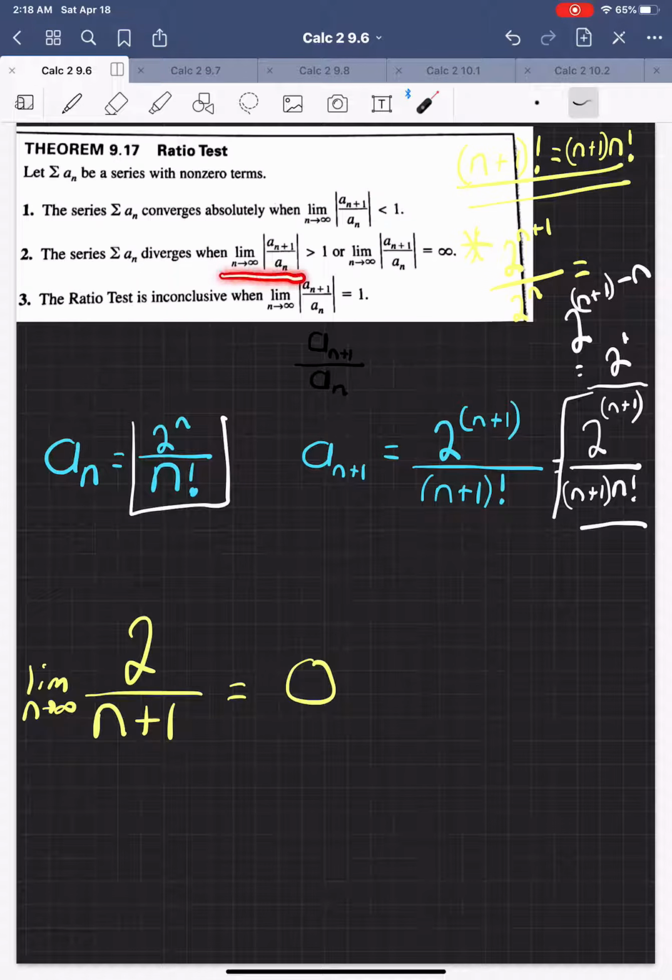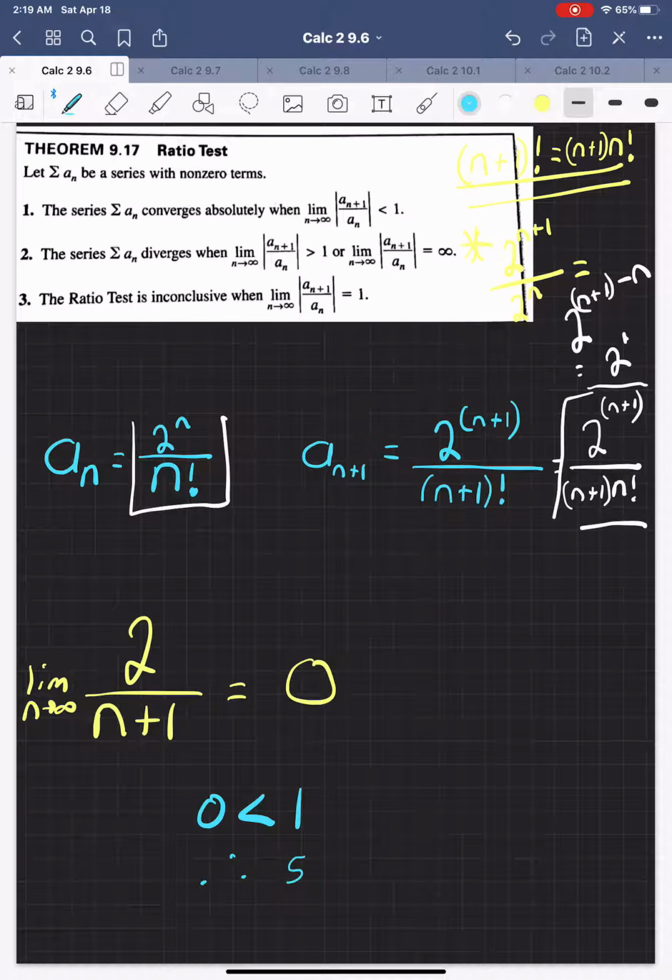If the limit is greater than 1, or if the limit is equal to infinity, then you say the series diverges. If the limit equals 1, the test is inconclusive. With me? All right, so let's go ahead and draw our conclusion. So in our case, we have a limit equal to 0. So since 0 is less than 1, we are going to be, right here for the first part, 0 is less than 1, so we get to say it converges.